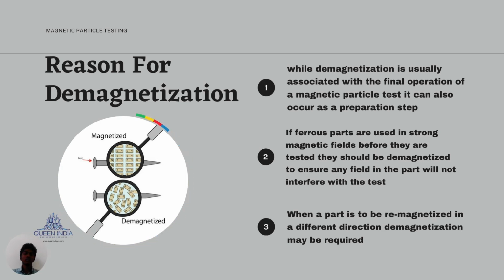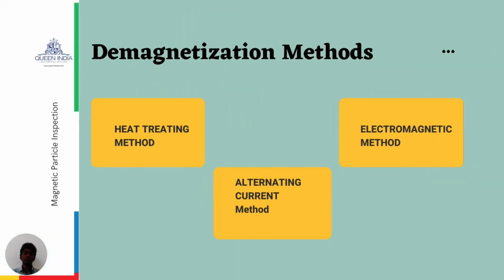Reason for demagnetization. If ferrous parts are used in strong magnetic fields before they are tested, they should be demagnetized to ensure any field the part has will not interfere with the test. While demagnetization is usually associated with the final operation of magnetic particle testing, it can also occur as a preparation step. When a part is remagnetized in a different direction, demagnetization may be required. There are three types of demagnetization method: heat treating method, alternating current method, and electromagnetic method.